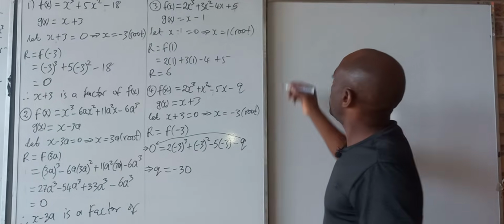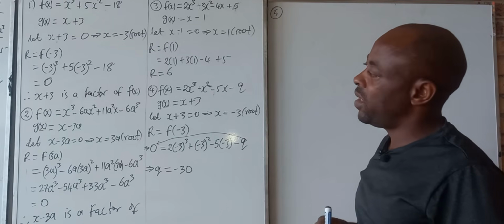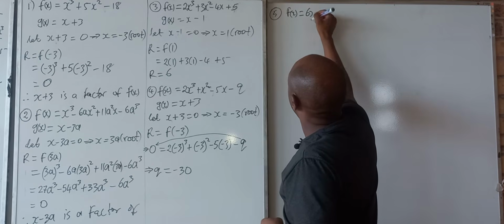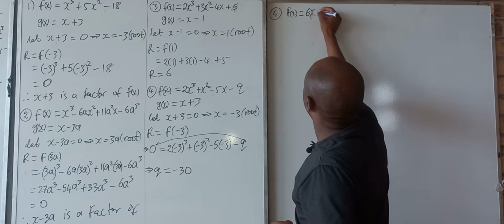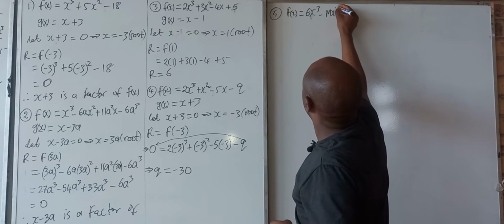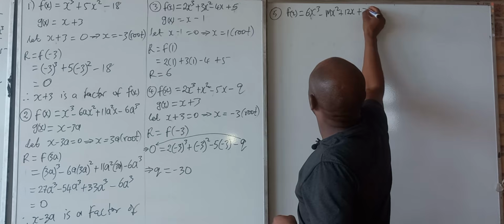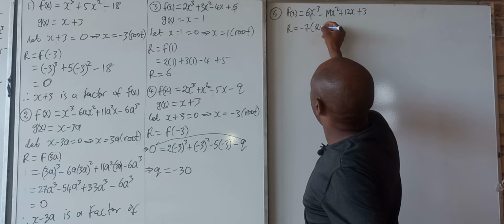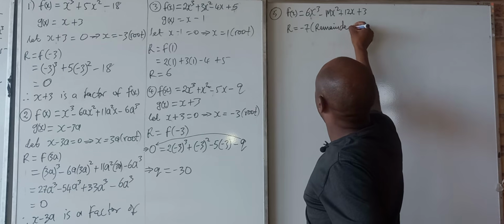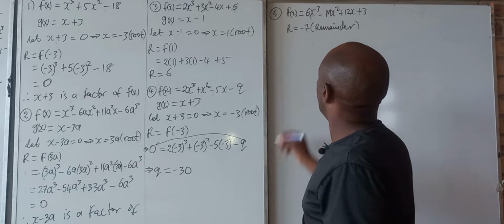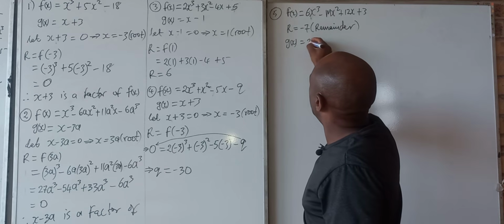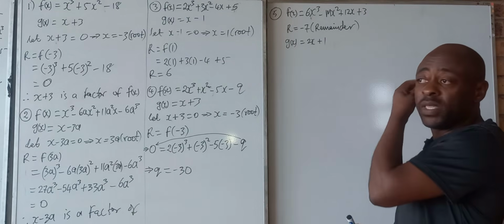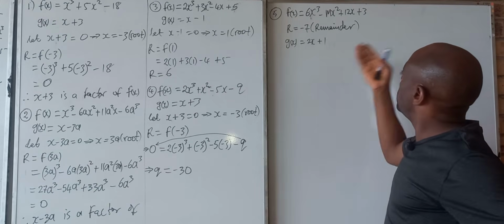So now we are looking at number 5. Question number 5, if you still remember, was saying we should calculate n if f of x, 6x cubed minus mx squared plus 12x plus 3, gives a remainder of negative 7. So they use the word remainder there, of negative 7, when divided by, I'll call this function g of x, which is 2x plus 1. So that is what question number 5 was basically talking about. So we need to calculate the value of n.